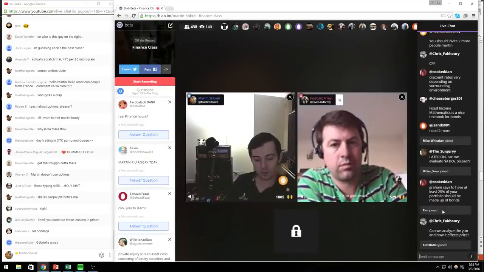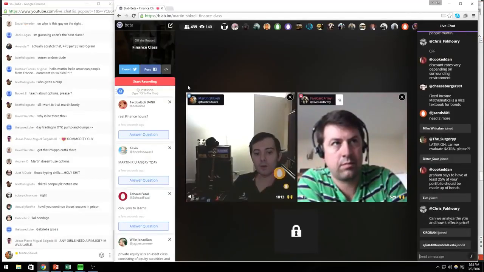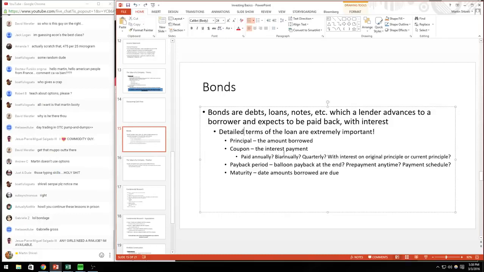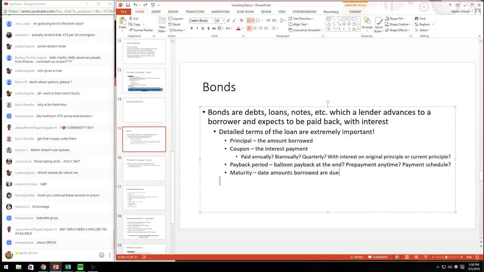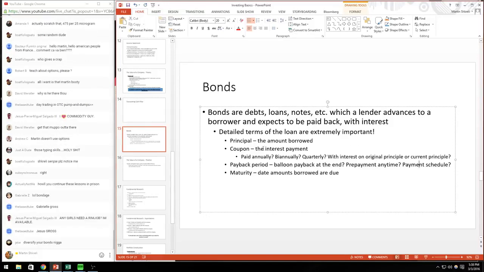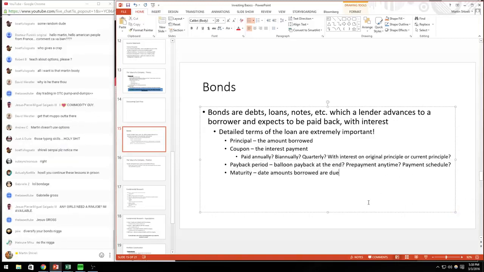The first is the principal, and that's the amount that we borrow, the principal. The next is the coupon, which is the interest payment. Now, the interest payment can be calculated in all kinds of ways. It can be paid annually, biannually, quarterly, and it depends on the principal amount. Is the coupon fixed? Is it based on the current principal? And that relates to something called the payback period or the maturity. That's the date that the amounts which were borrowed are due.